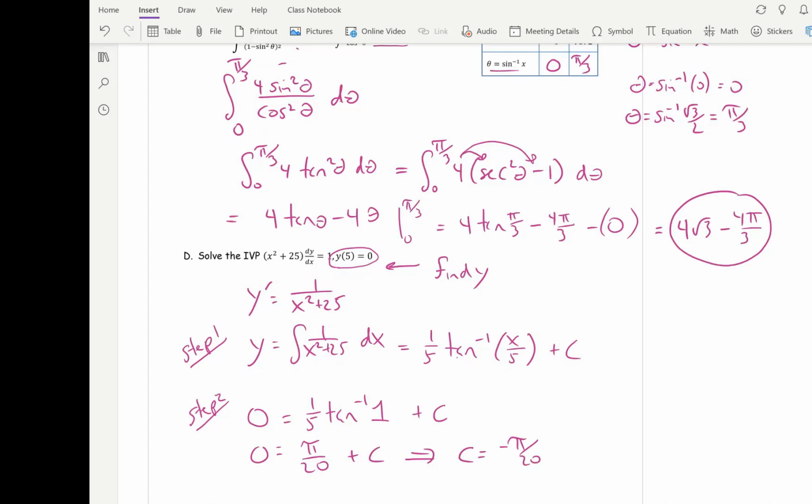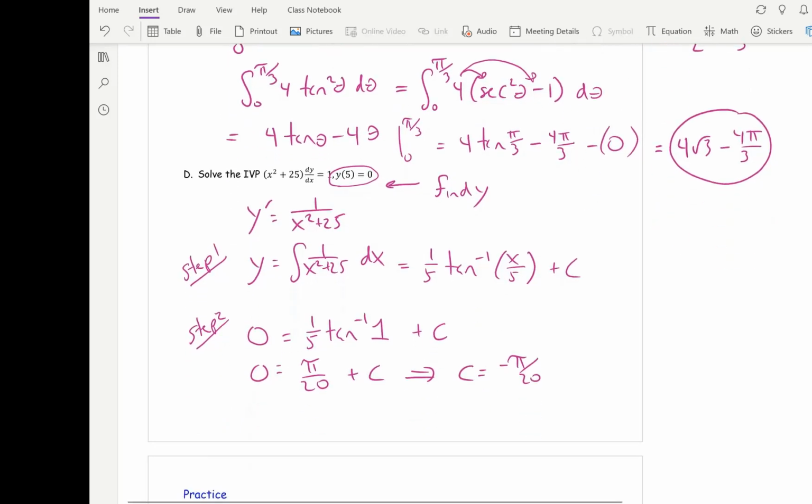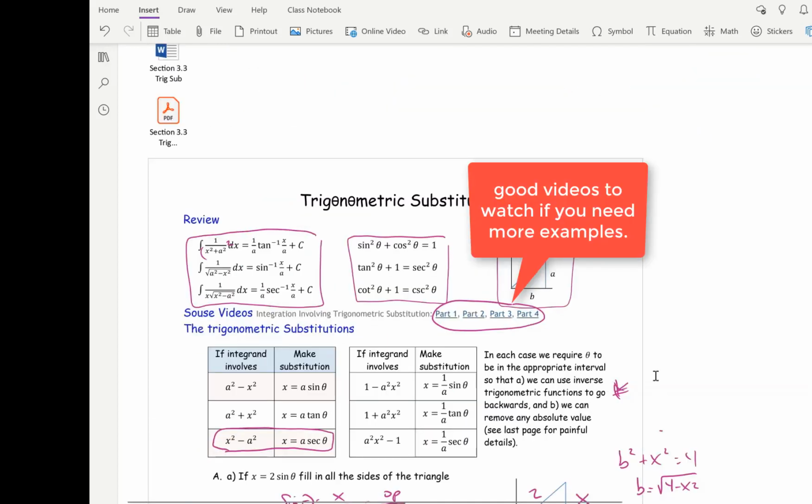And then step 3 is to put steps 1 and 2 together. Step 3, you want to answer y equals with no constant. And so you combine these two steps, just plug in the c. So y equals 1/5 tangent inverse x over 5 minus pi over 20. So that's the end of this section.